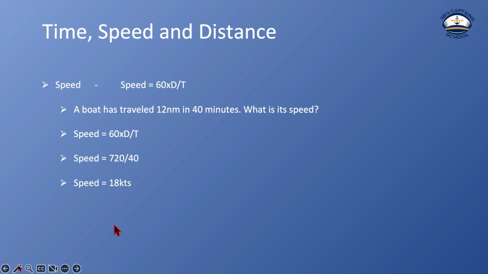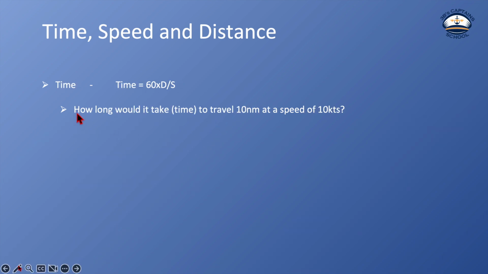All right, we're going to figure this one for time. Time equals 60 times distance divided by speed. How long would it take to travel 10 nautical miles at a speed of 10 knots? So time equals 60 times distance, which in this case is 10 nautical miles, at a speed of 10 knots. That's my speed right there. So 10 times 60 equals 600. My speed was 10 knots. So now I have to divide 600 by 10, and that's going to give me 60 minutes.